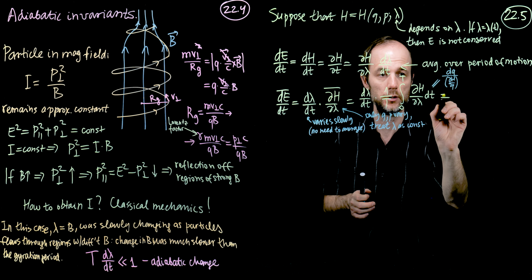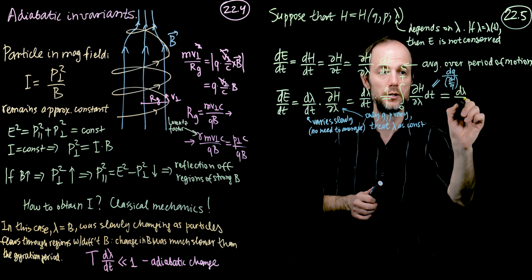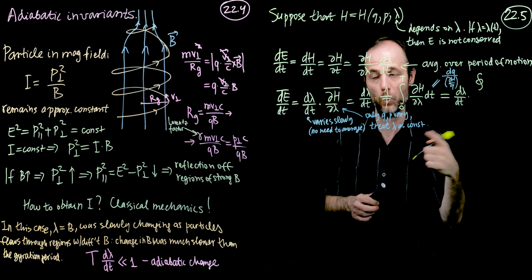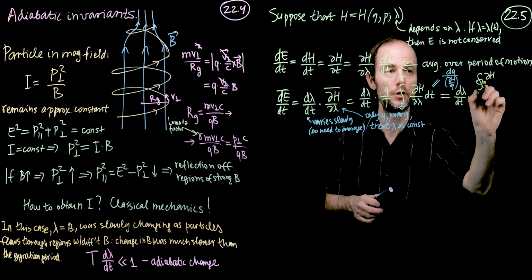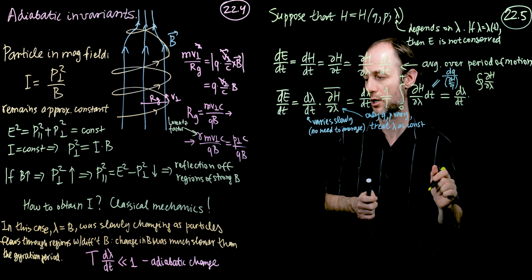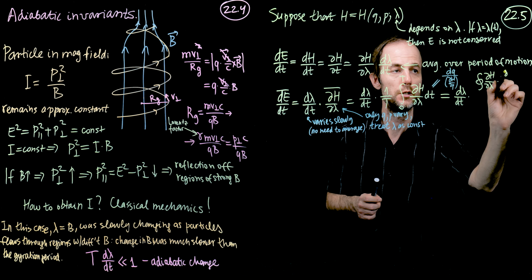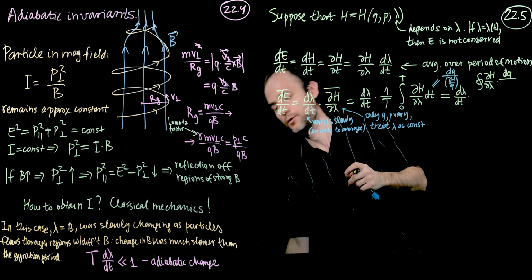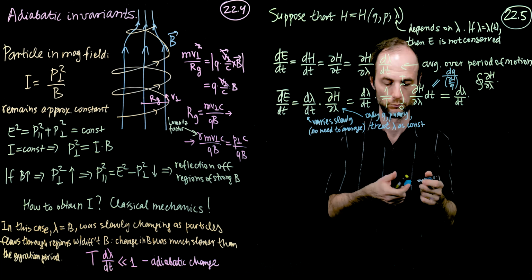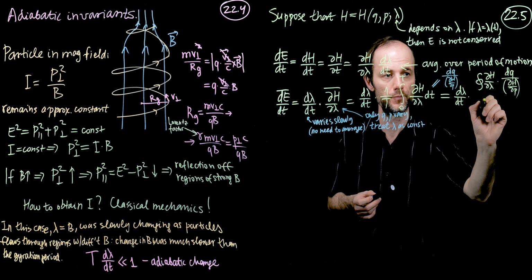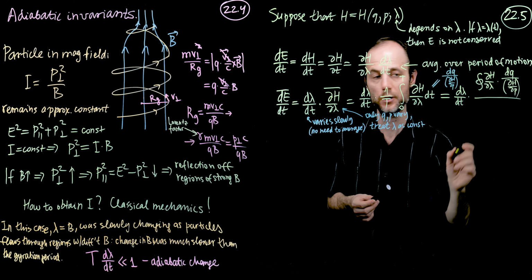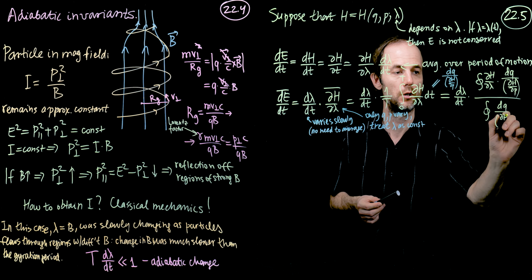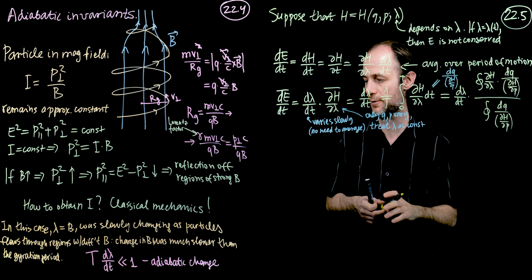And so we can continue this and write it out as d lambda dt times an integral over one period of dH d lambda times dq. Let me rewrite this so it's cleaner. Divided by dH dp. And all of that will be divided by the period, which will be just an integral of dt, dq over dH dp.